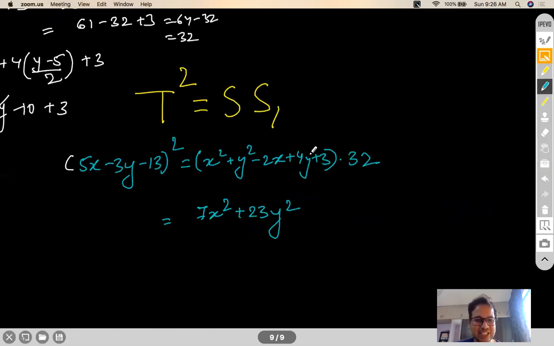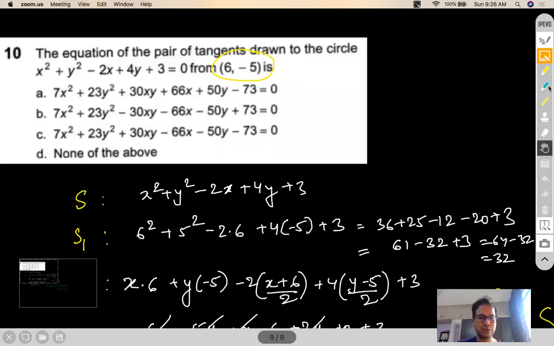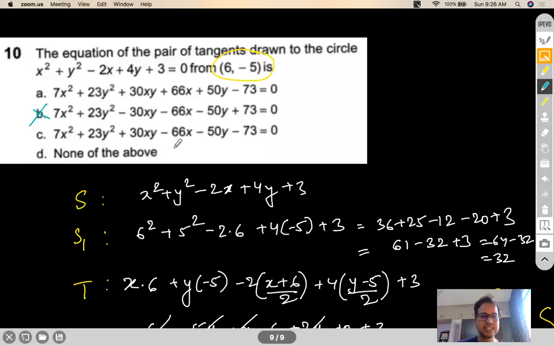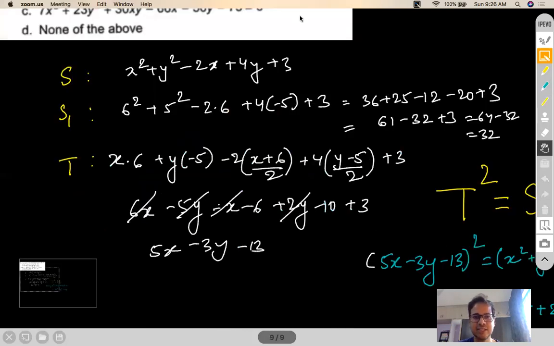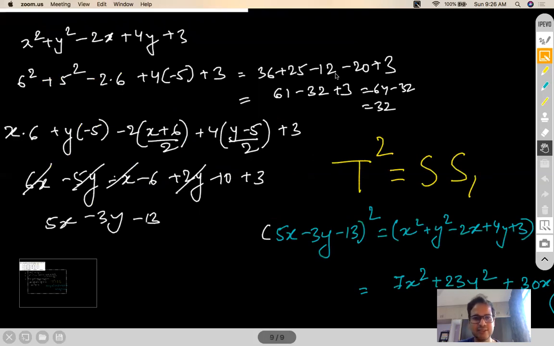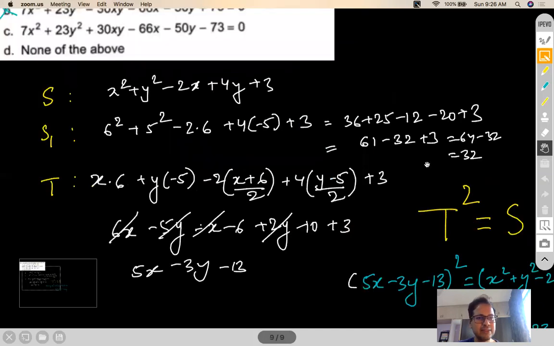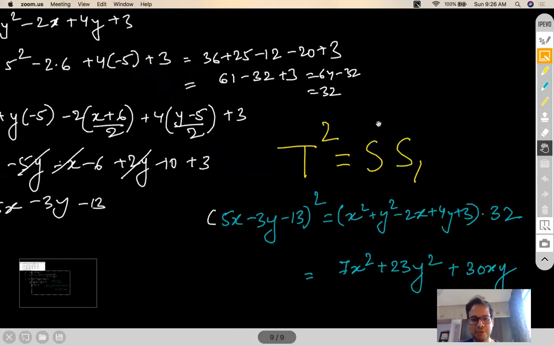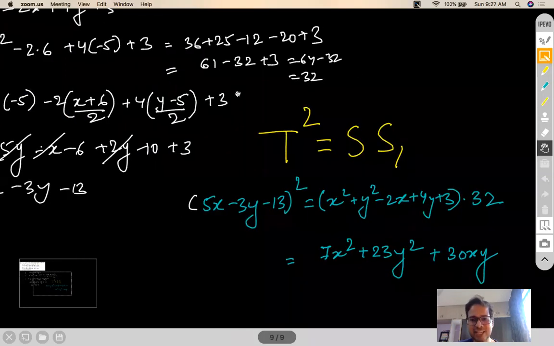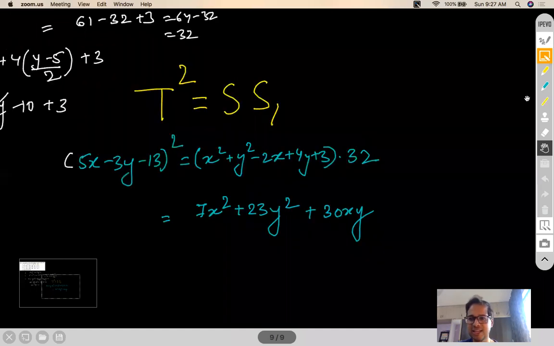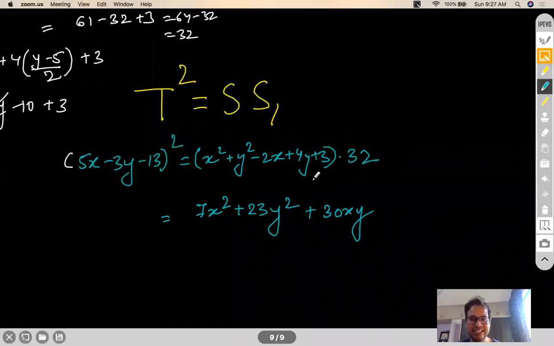Now, let's talk about terms containing xy. The term containing xy will only come from this position, so it will come with minus 30xy. Bring it to the other side, it will become plus 30xy. So now I can rule out at least this one. B is gone. Why did people choose B? Oh my God, most of you went wrong there itself. Anyways.